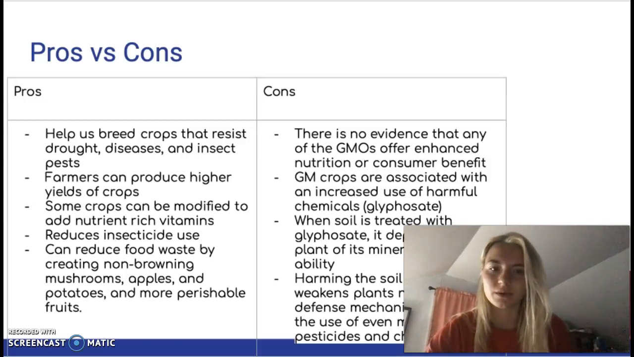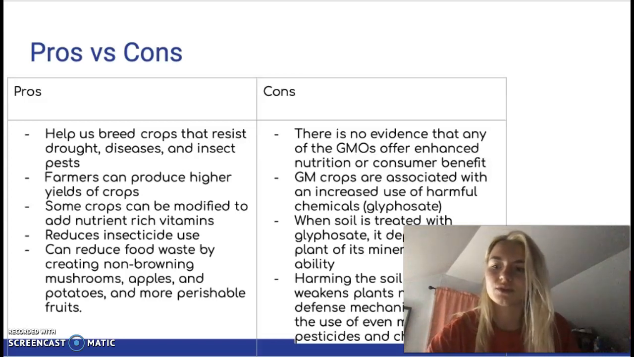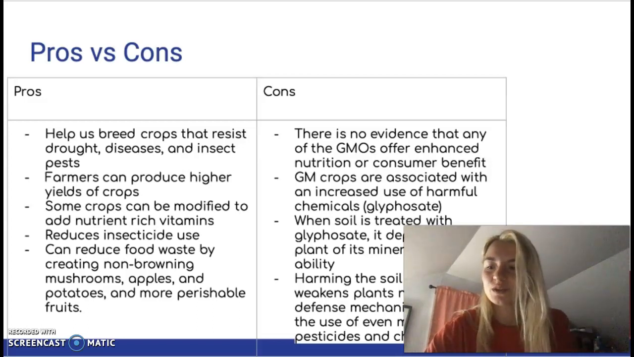The pros of GMOs: they help us breed crops that resist drought, diseases, and insect pesticides, which means farmers achieve higher yields from the crops they grow to feed their families and generate extra income. Some crops can be modified to add nutrient-rich vitamins. It significantly reduces insecticide use. And genetic engineering can also be used to reduce food waste and its associated environmental impact. Examples include non-browning mushrooms, apples, and potatoes, and this can also be expanded to include more perishable fruits.